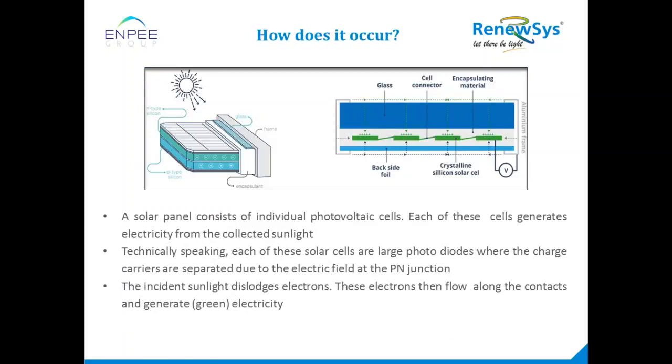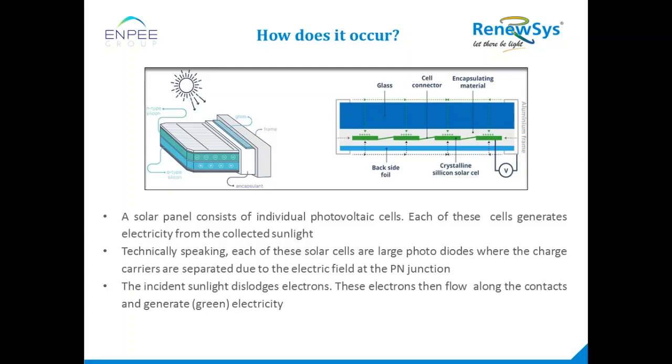Typically, when we connect the solar modules in series and they are operating under the sun, solar cells are the active parts which generate the current individually, and they are connected in series inside a module. And finally, at a system level, these modules are connected in series. These solar cells are large photodiodes, where they start generating electron and hole pairs, which are separated due to the electric field at the PN junction. The incident sunlight dislodges the electrons, which tend to move to the top surface, towards the blue side, which is the sunny side, and are collected by the grid, called fingers and bus bars, which are of silver, and finally onto the load through the wired connections.